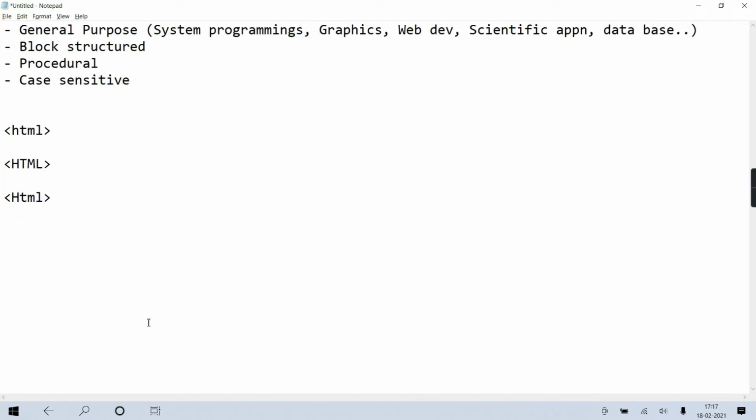So there are many languages which are case insensitive. But when we say the language is case sensitive, then the uppercase and lowercase matters. Getting? Means some things are strictly to be written in lowercase, like some reserved words: if, for, while. All these things you have to write in lowercase only.